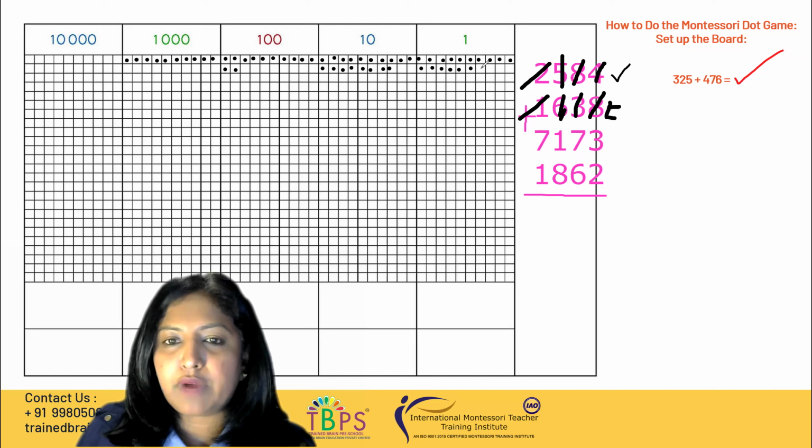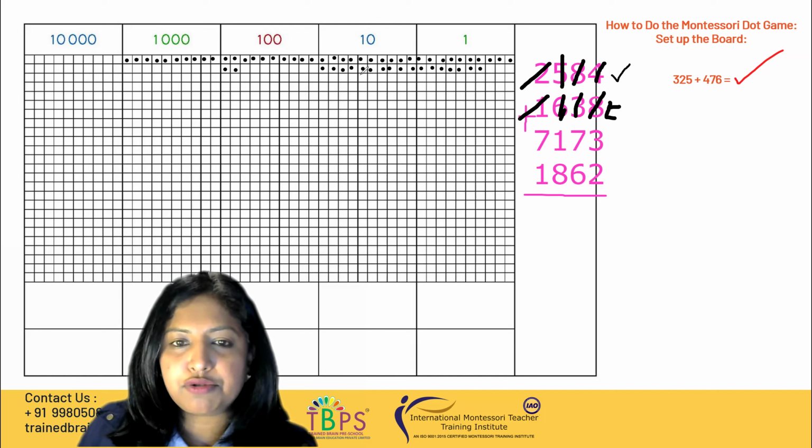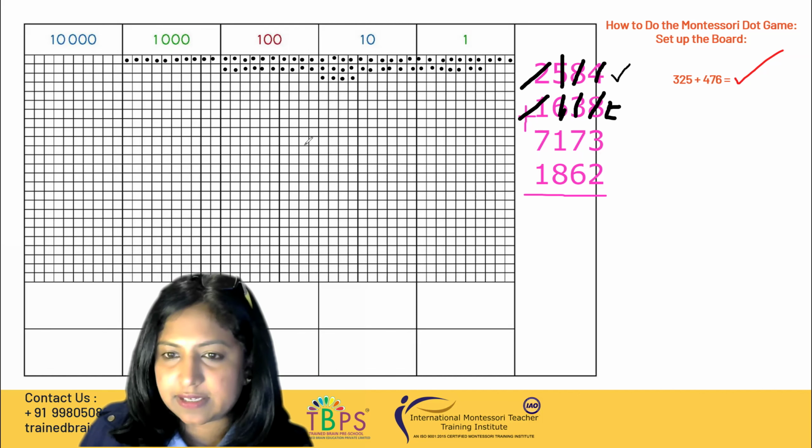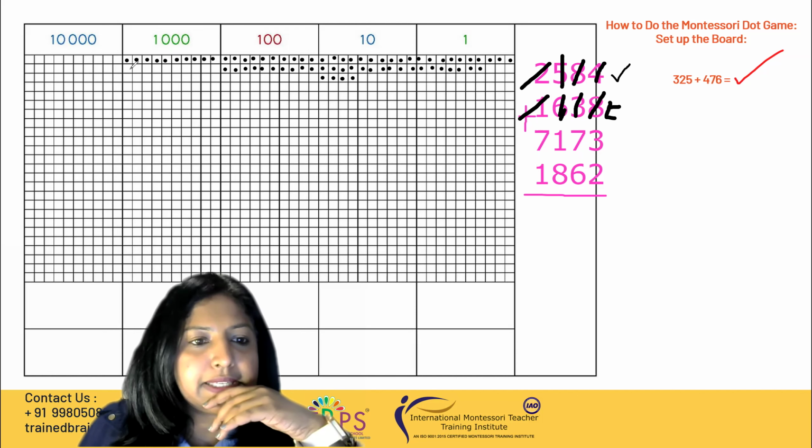So I have my last number. 2 ones. How many tens? 6 tens: 1, 2, 3, 4, 5, 6 tens. Then how many hundreds? 8 hundreds: 1, 2, 3, 4, 5, 6, 7, 8 hundreds. Now, how many thousands? 1,000.